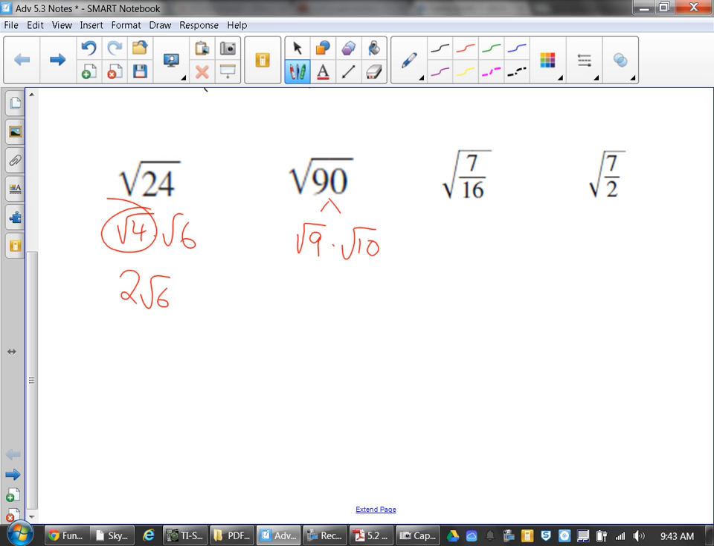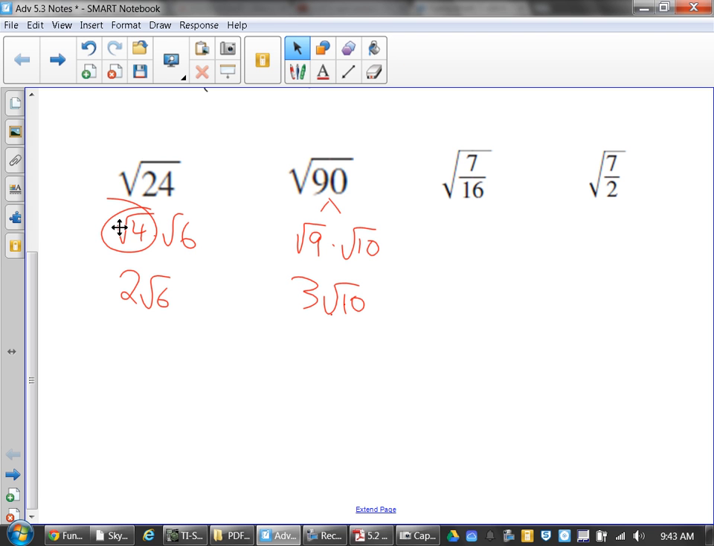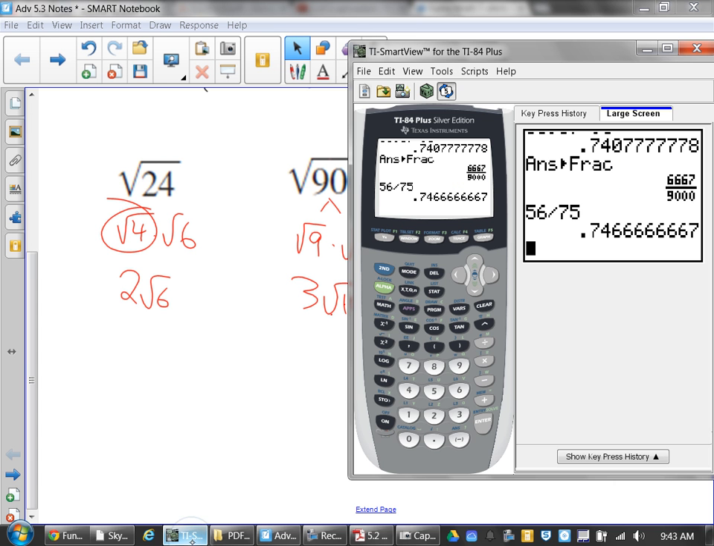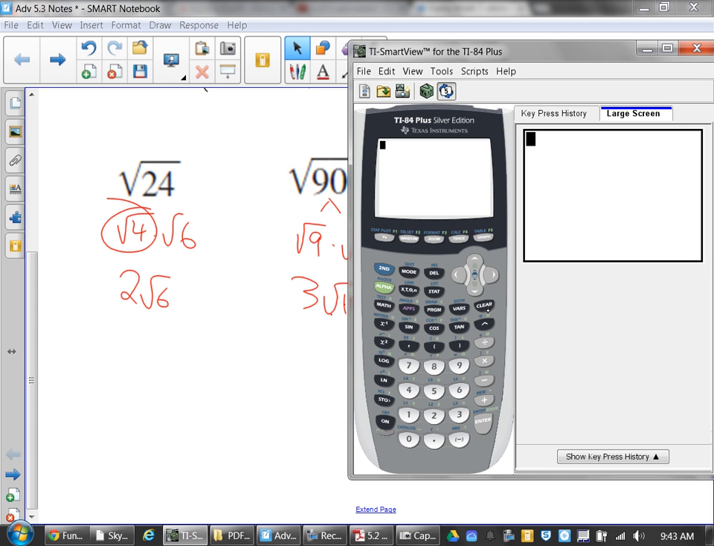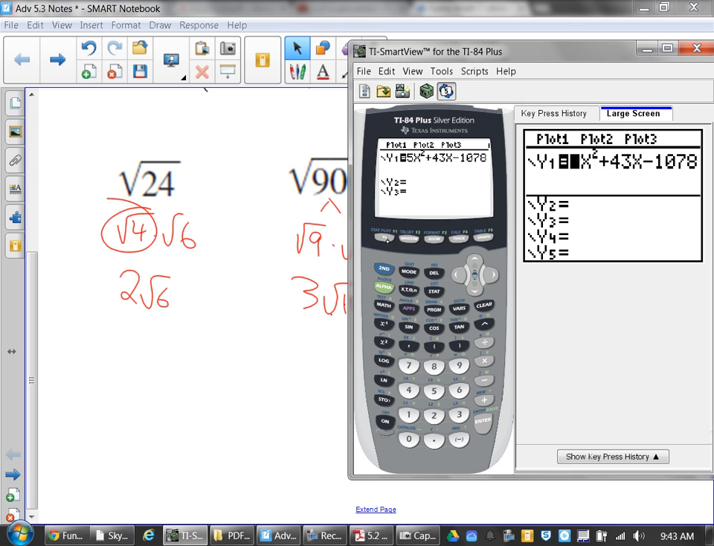3 root 10. Now, what I was saying is, for those of us that have forgotten some of these simpler ones, there is a way of your calculator being able to do that. If you go to your y equals button, and just to show you how it looks, square root of 24. What I'm going to do is type in 24 divided by x squared. Go to my table.